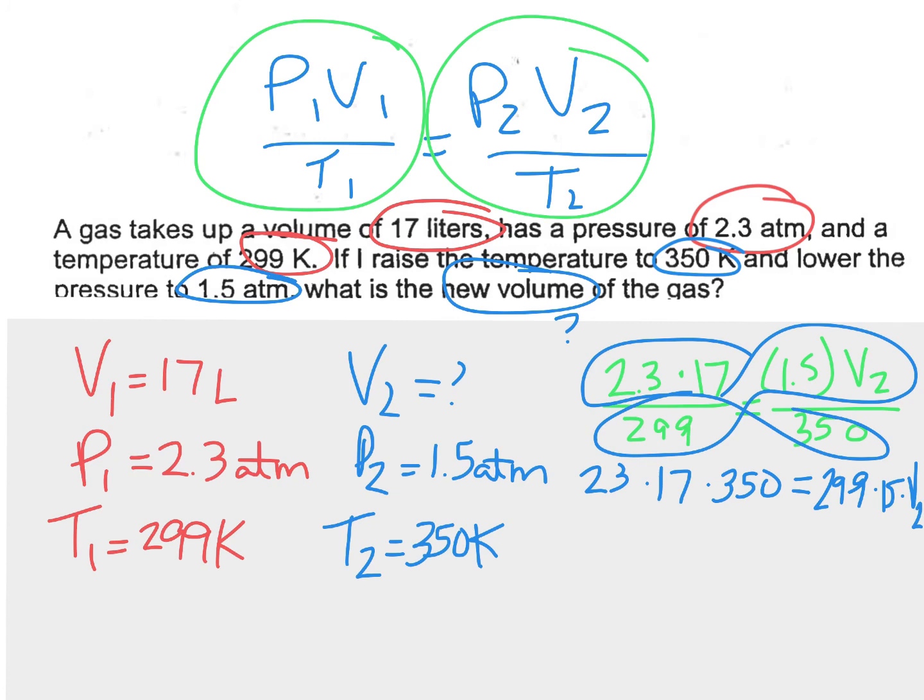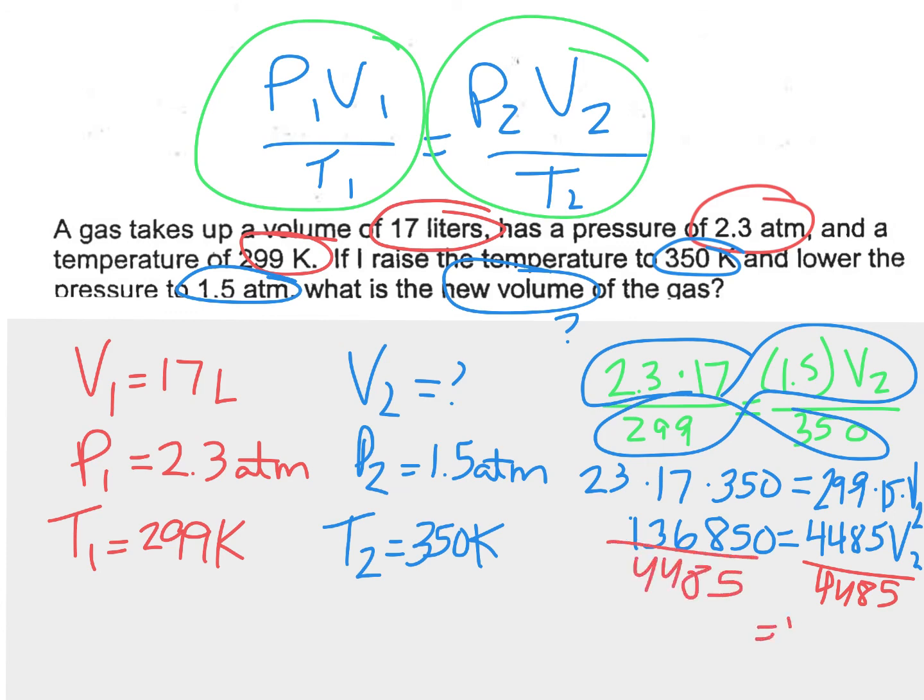Now that I have that, let me rock the numbers out in my calculator. So for 2.3 times 17 times 350, it looks like I end up getting 136,850. And for 299 times 15, I get about 4,485. Now that I have that, I do need to get volume by itself, so I'm going to use algebra, divide both sides by 4,485, and throw that in my calculator to see what I end up getting. So 136,850 divided by 4,485. I end up with a volume of 30.51.